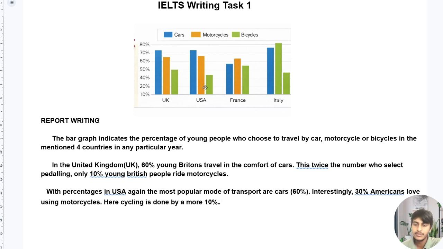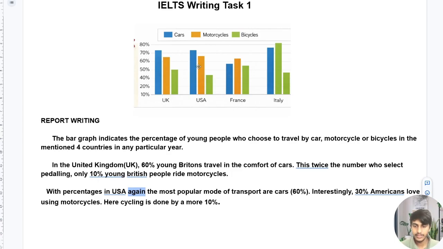So now students, shift your focus to the USA. The first word, again, is extremely important. Why? Because it tells the examiner USA shows a similar pattern to the UK. So we use again for the similar pattern. Cars are again at 60%, which confirms that car dominance is not limited to one country. UK is the same and US is the same.